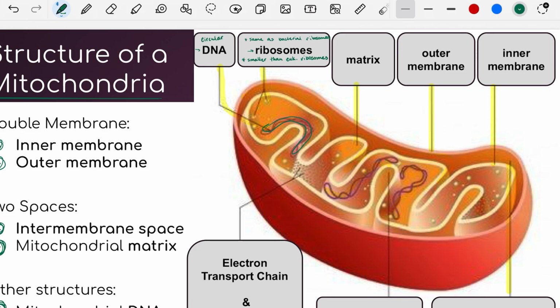Now, the other things that you should see here is something called the electron transport chain and ATP synthase. These are really important parts to cellular respiration, and they are stuck into that inner membrane. So these little black dots in here, those are the electron transport chains and the ATP synthase molecules that are stuck into that inner membrane. You'll also notice that the inner membrane is folded. Okay, and that's called the cristae. So these folds, these individual folds, are called the cristae.